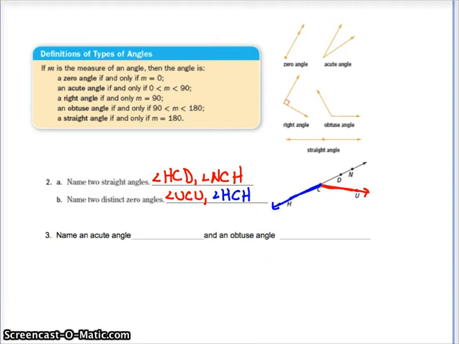All right. Looking at this same picture at the right, if I were to name an acute angle, you remember has a degree measure between 0 and 90. So this angle over here looks like a skinnier angle. That's acute. That would be angle NCU. That's one way to name this particular angle, NCU. And then obtuse angle would be this big one over here, HCU. So angle HCU would be your obtuse angle.